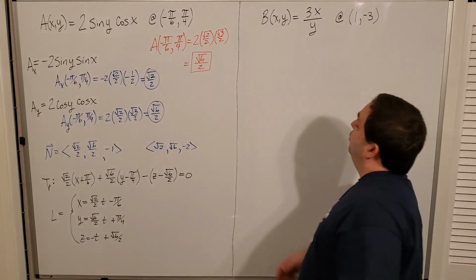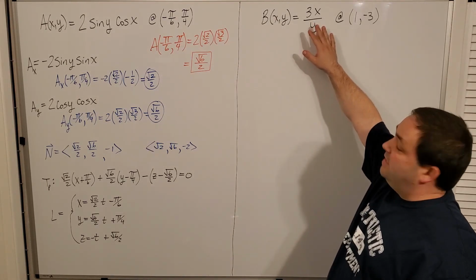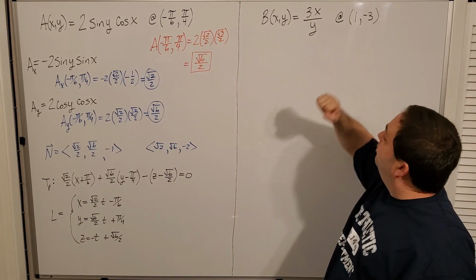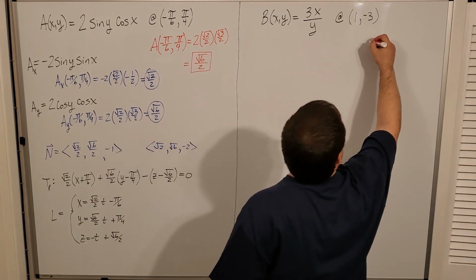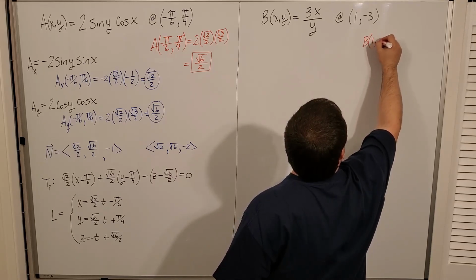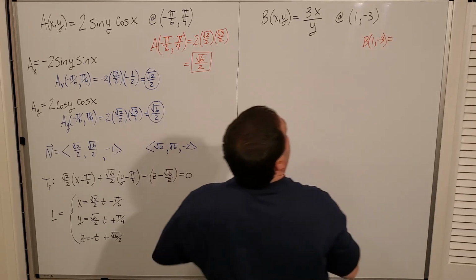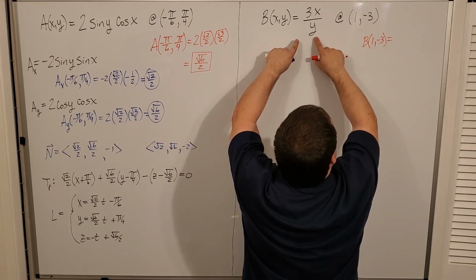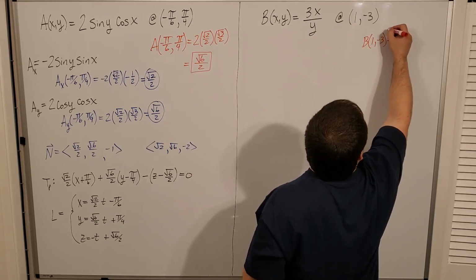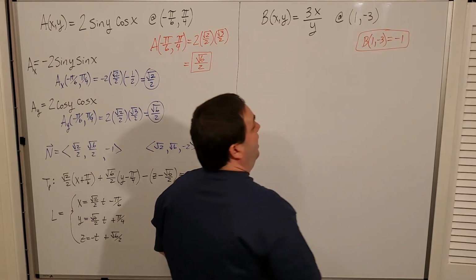On my other example here, we'll just have the same process, right? Let's go ahead and jump right in. Find your z value. So that's b of 1, negative 3. And let's see, when I plug in 1, I get 3 times 1 over negative 3. I'm getting negative 1 for my z value.